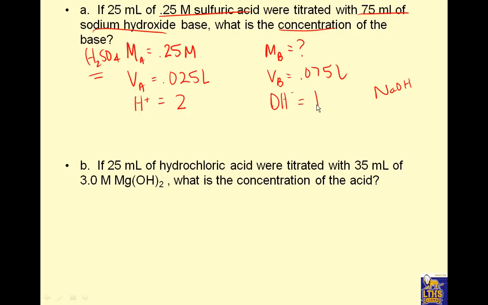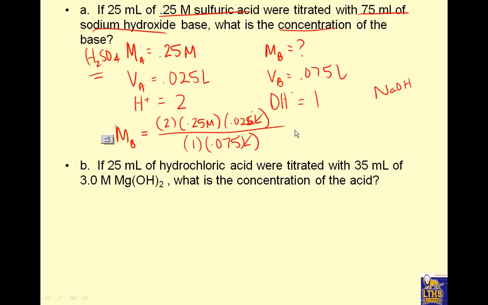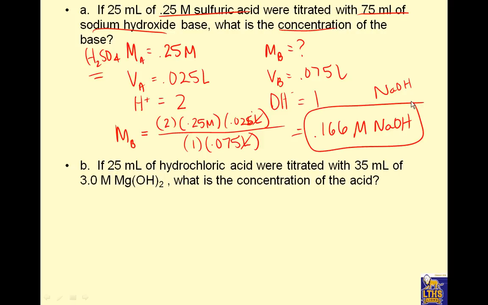Okay, so let's figure out what that is. The molarity of the base is going to be equal to 2 H's times 0.25 molar times 0.025 liters of acid over 1 OH minus times 0.075 liters of base. Liters cancel, molarity stays. So you plug that in and you get 0.166 molar NaOH as the concentration of the base.